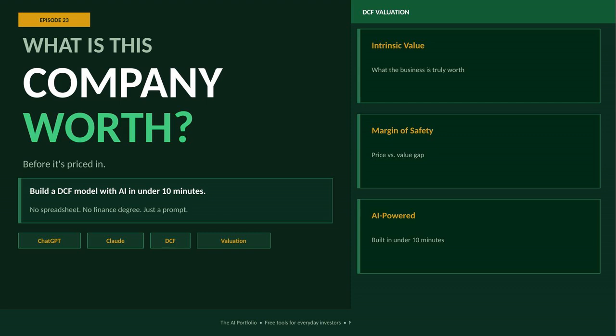Every professional investor eventually asks the same question: what is this company actually worth? Not what the market says it's worth today. What is the underlying business worth based on the cash it generates? That question is at the heart of fundamental investing, and the tool most used to answer it is the discounted cash flow model. Today I'm going to show you how to build one using AI in under 10 minutes.